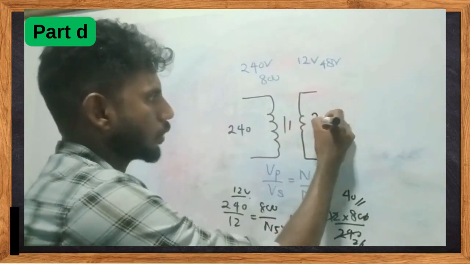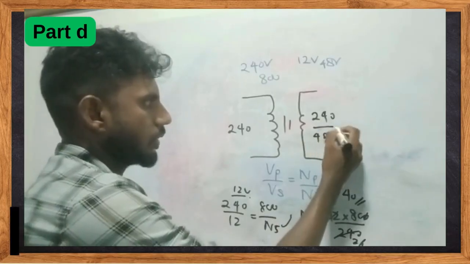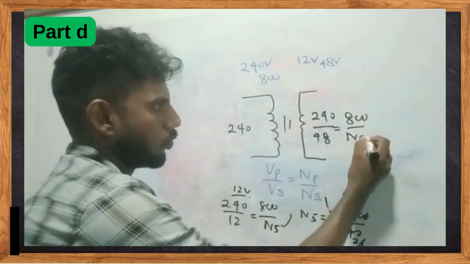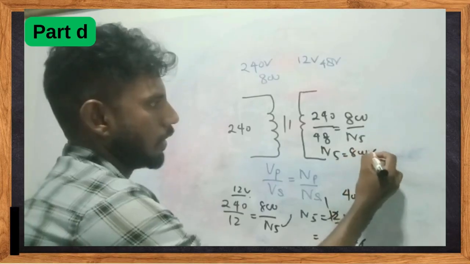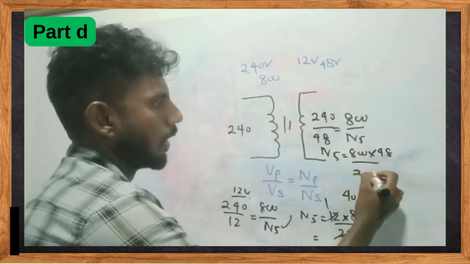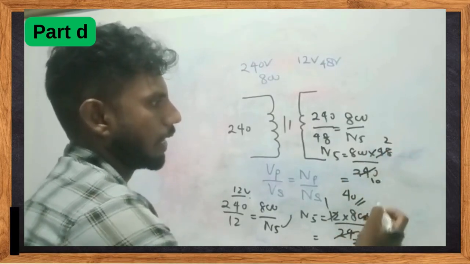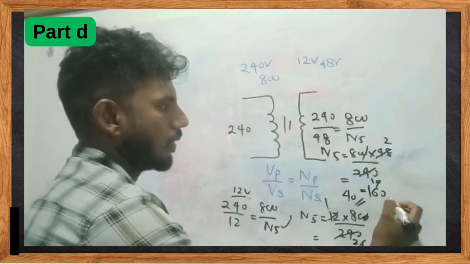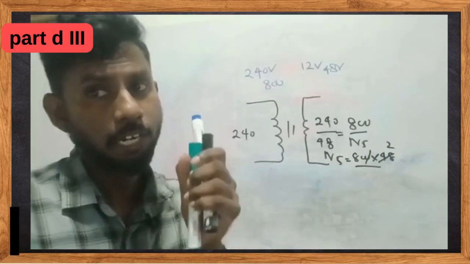Again Vp, that's 240. Vs, of course, that's 48. And Np won't change. And Ns, that's what we need to find. Let's make Ns the subject. So 800 into 48 divided by 240. 24 2, 24 10, 0 0, 2 into 80, that's 160 windings needed. Right, students?